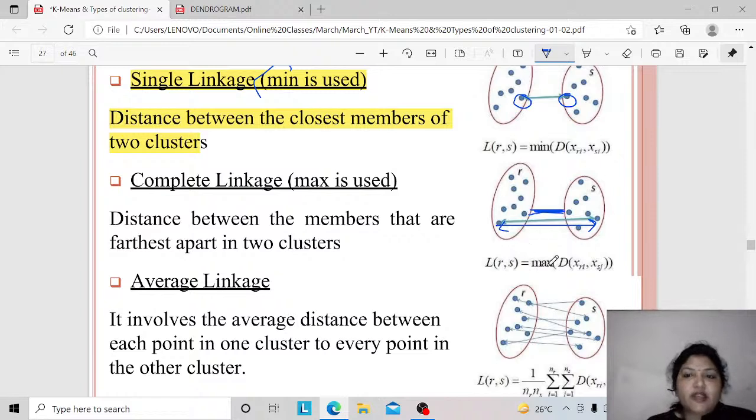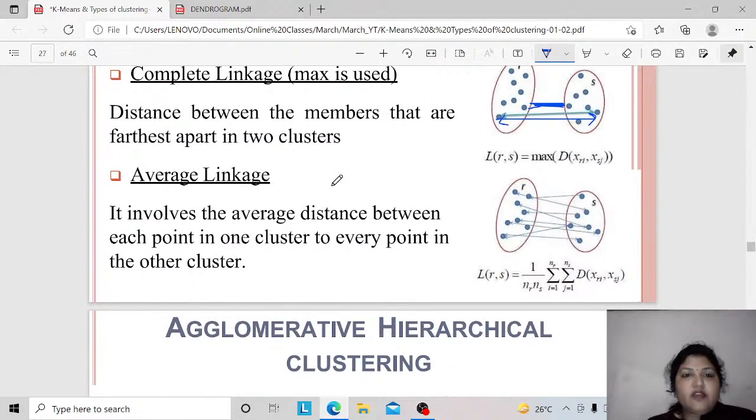So you are going to find out the two data points which have the maximum distance between them. Then we have average linkage. It involves the average distance between data points in one cluster to every point in the other cluster, right? So over here, we are going to have an average linkage, which basically gives you the two clusters, that is R and S, right?